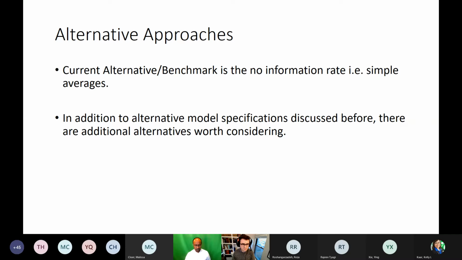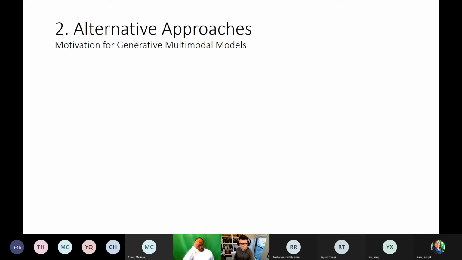Given that this is a really interesting application of looking at multiple domain types of information, it's useful to think about more aggressive benchmarks than, say, simply the no information rate of simple averages, which is in the paper. And I know Ryan mentioned that there are other benchmarks they've tried, and it has worked well in the multimodal literature or the multiview representation learning literature. But I think there are some other things that we might be able to do as well.